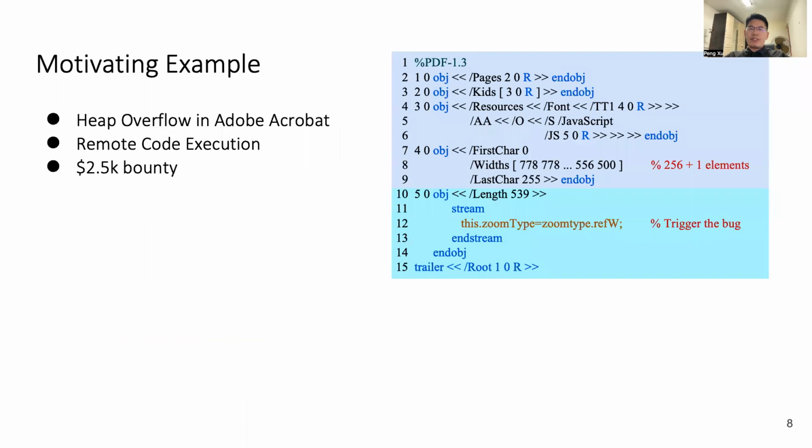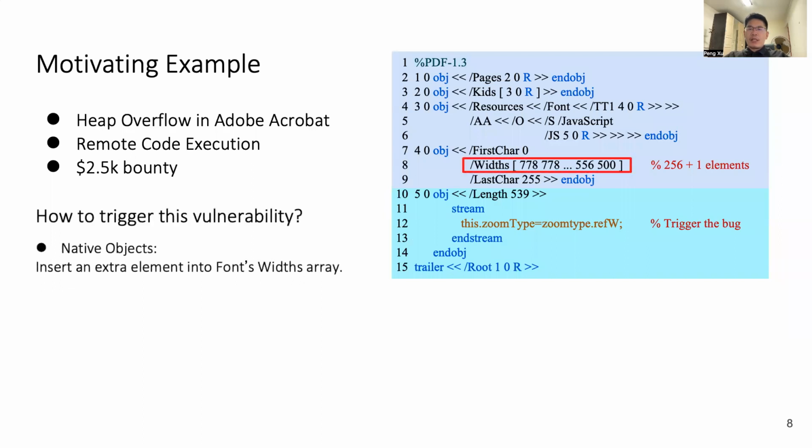We take a vulnerability discovered by Cooper to demonstrate our concept. It's a heap overflow in Adobe Acrobat. Attackers can use this vulnerability to run arbitrary code remotely. It's so severe that we were awarded a $2,500 bounty for this particular vulnerability. And it had been patched by Adobe before our paper submission. Then let's see how to trigger this vulnerability.